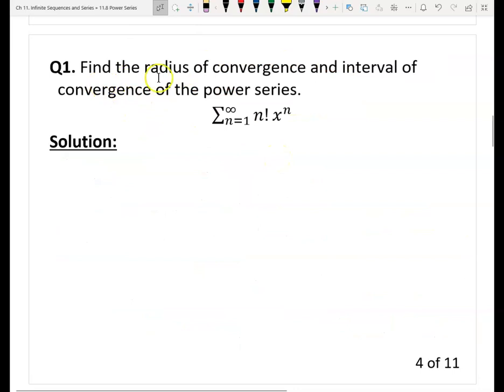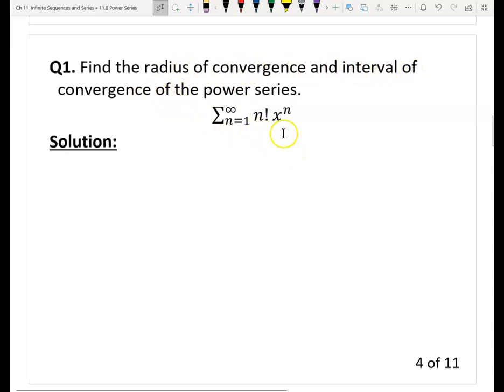Here is the first question. We have a series. Can you see this is a power series, right? It's centered at 0. N started from 1, does not matter, okay? So if n started at 0, which means the first term is 0, okay? So this is the power series. We need to find the radius of convergence and the interval of convergence of this power series.